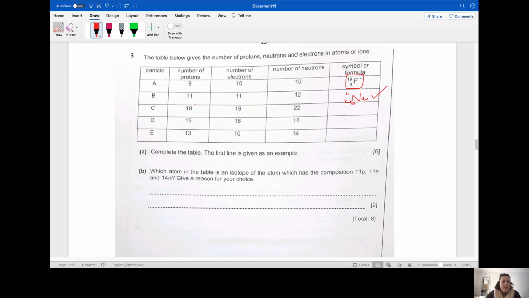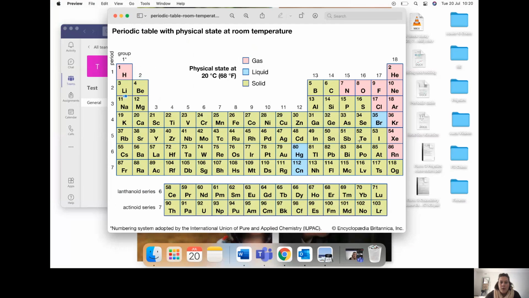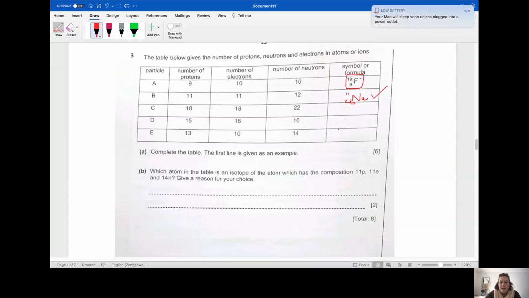Okay. Right, so now C, 18 protons. You go to your periodic table. What has 18 protons? If you look here, it's argon, Ar. Ar has 18 protons. You can either look at the neutrons in the periodic table or you can work it out. 18 plus 22 is 40. Is that correct? I think that's correct. Okay, 40 at the bottom.